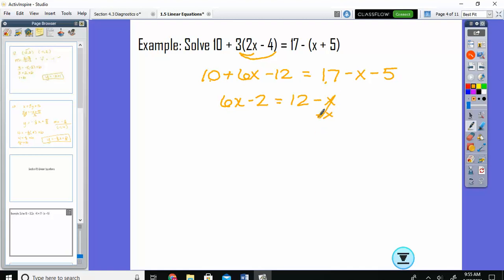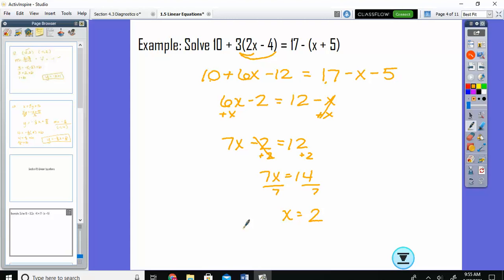So I can add over my x. Add over my 2. Divide by 7, and x is 2.